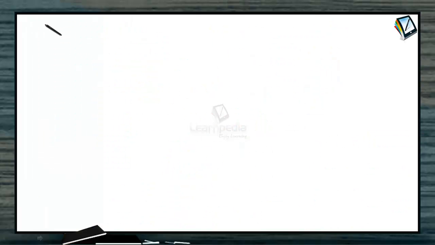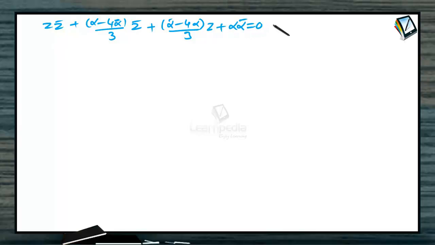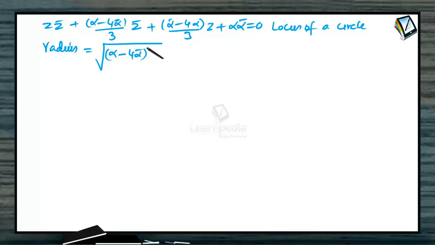Finally, this can be written as z bar plus (alpha minus 4 alpha bar by 3) into z bar plus (alpha bar minus 4 alpha by 3) into z plus alpha bar is equal to 0. So this is the locus of a circle. If it is the locus of a circle, then the radius of the circle is got by the formula root over (alpha minus 4 alpha bar) square over 3 minus alpha alpha bar, which can be simplified to get 2 by 3 mod of alpha minus alpha bar.